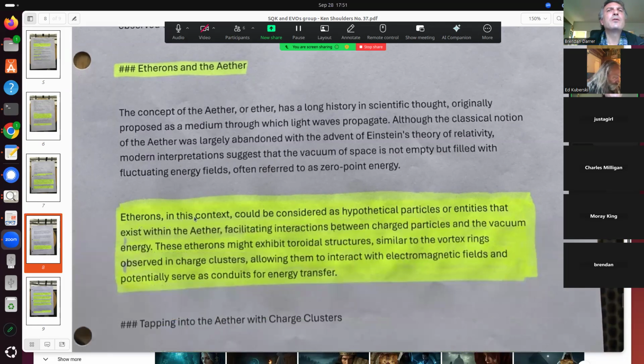Etherons in this context could be considered as hypothetical particles or entities that exist within the ether, facilitating interactions between charged particles and the vacuum energy. These etherons might exhibit toroidal structures similar to the vortex rings observed in charged clusters, allowing them to interact with electromagnetic fields and potentially serve as conduits for energy transfer.